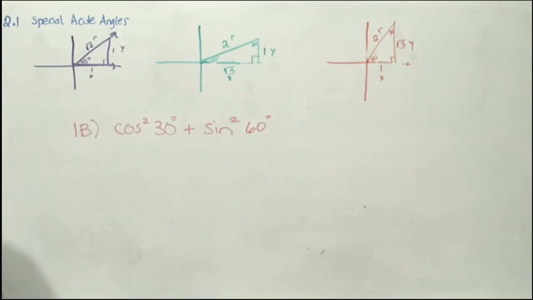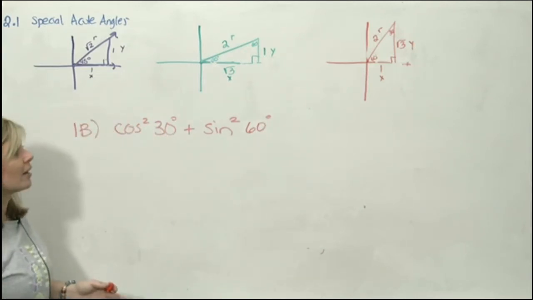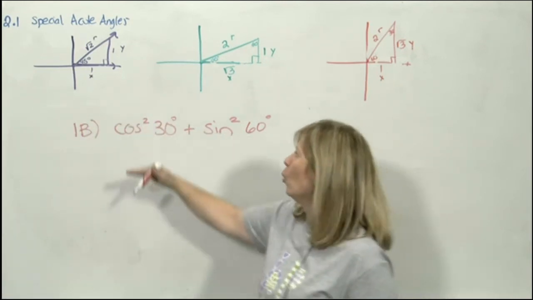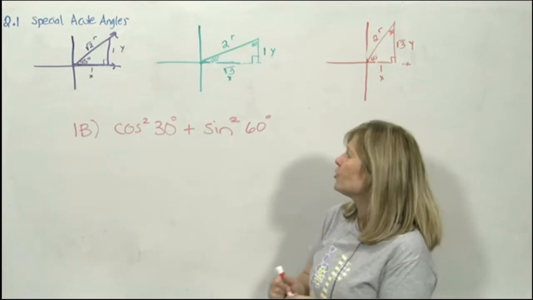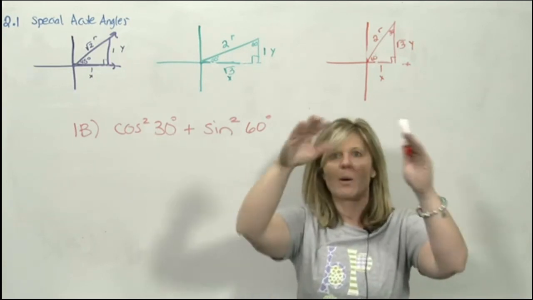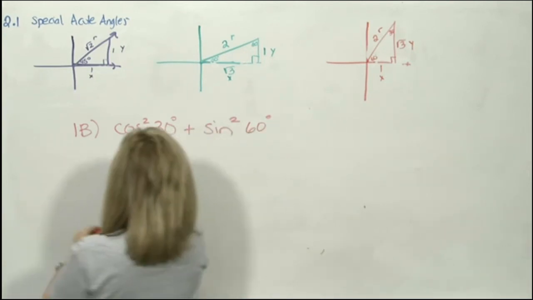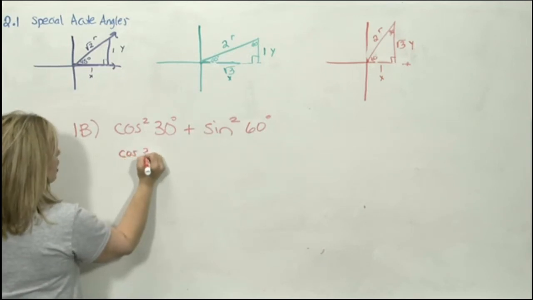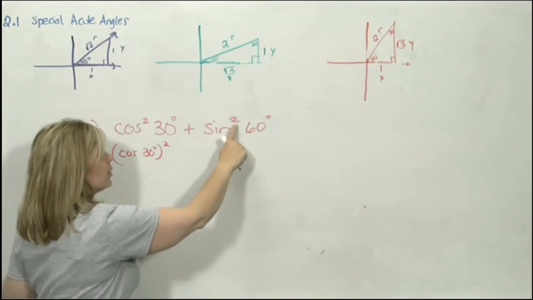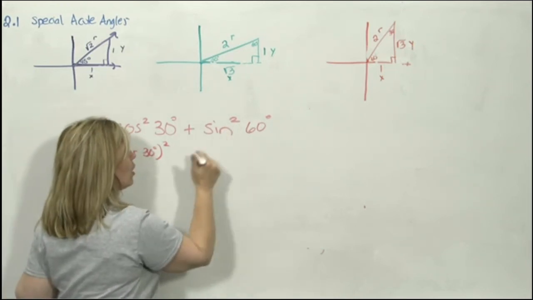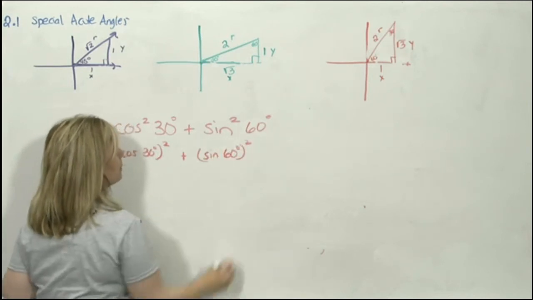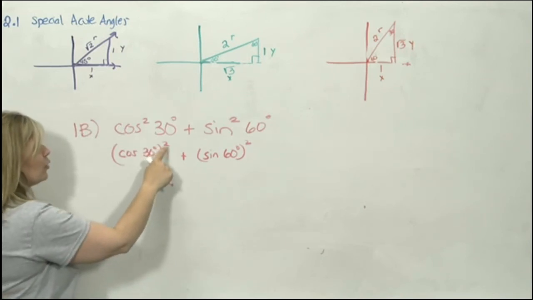All right, so that's 1b. And it says you cannot use your calculator. And the reason why is, again, I need to see the work. I need to see you understand what these expressions mean. First thing I want you to notice is the square. When they put the square with the trig function, it's squaring the whole thing. So I'm going to rewrite this so you understand it. This says the cosine of 30 degrees squared. When they put this square with the word sine, they're squaring the whole expression. This is the sine of 60 degrees squared. It does not mean they're squaring the angle.